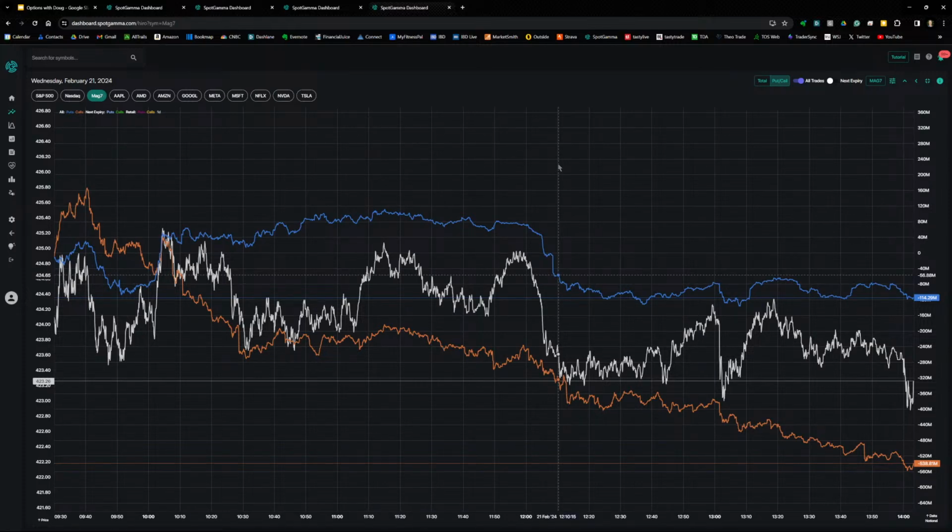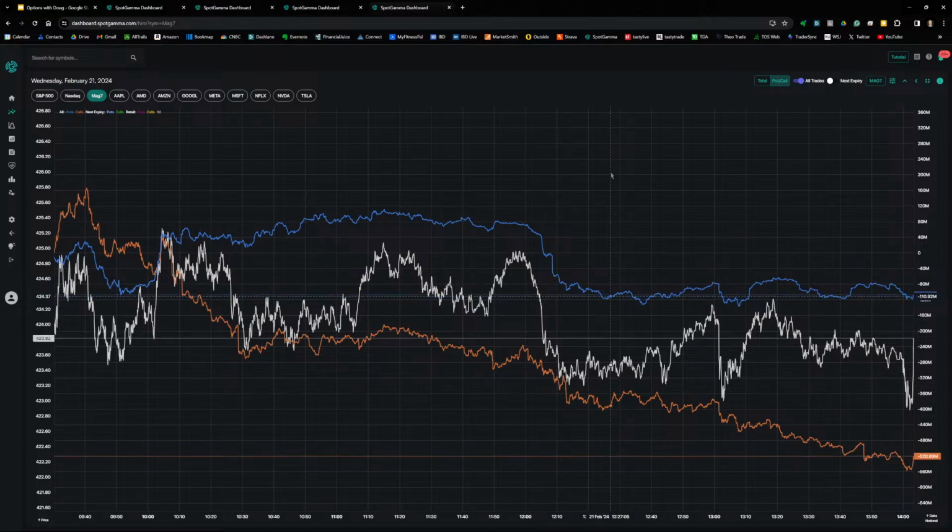This is the Mag 7 signal. This is a combined signal for the stocks known as the Magnificent Seven. That is Apple, Amazon, Google, Meta, Microsoft, Nvidia, Tesla.